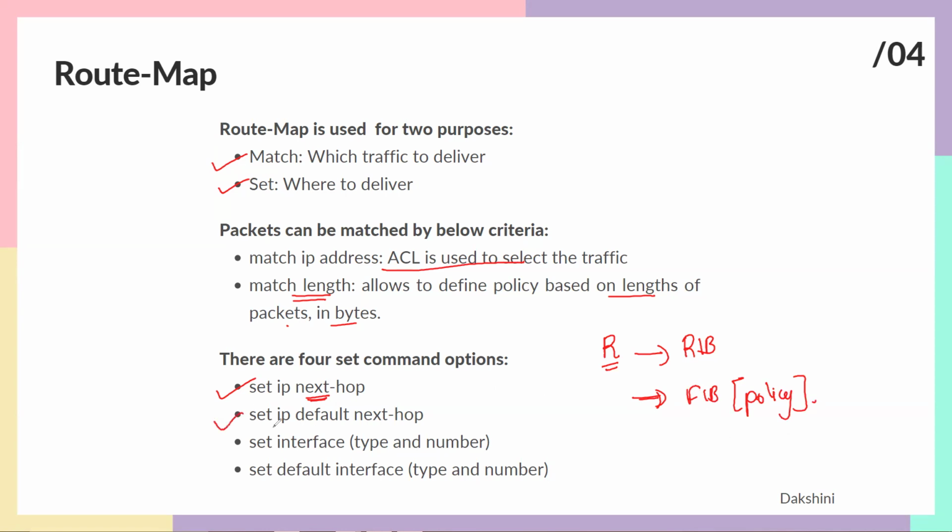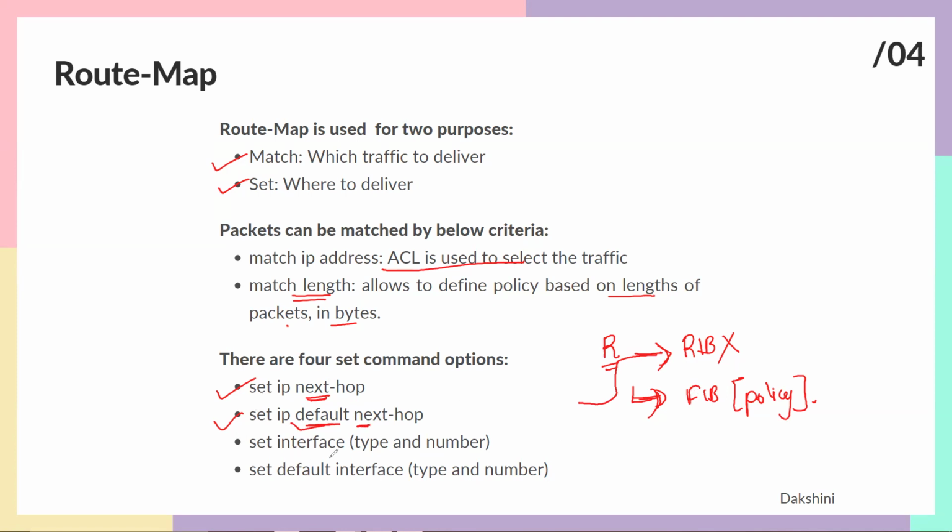Now the next command, set IP default next stop. When we use the default keyword before next stop, what am I instructing the router here? First, you check the RIB. If the RIB fails, then you check the FIB. So first, you follow your default behavior. If there is no route in your routing table, then you prefer the policy that we have defined.